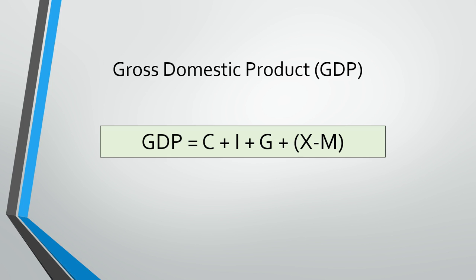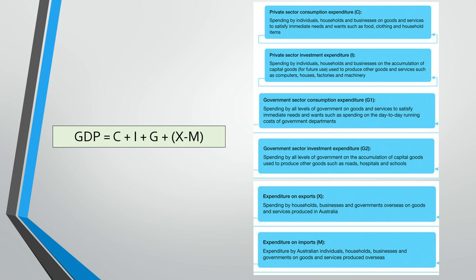Here's our equation for gross domestic product. So GDP equals C plus I plus G plus X minus M. We're about to have a look at what that equation means. Here it is again. C is our consumer spending. Okay, you and I, spending by individuals, households and businesses on goods and services. So what are we spending our money on? Clothes, things for the house. That goes towards GDP.